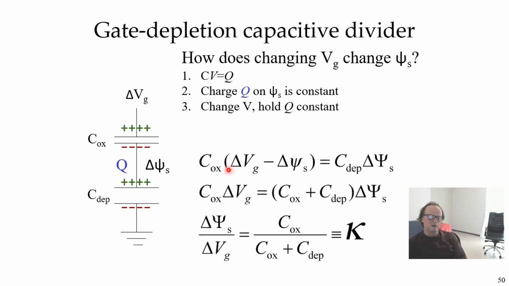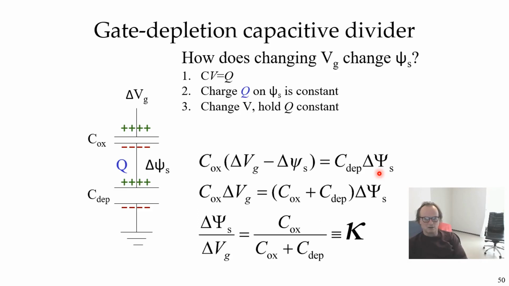Okay? So the equation is that Cv equals Q, right? Cox times the change in voltage across the capacitor, which is delta Vg minus delta Psi-S. So that's actually the change in voltage across the capacitor. It is the same charge as C dep times delta psi s. So that's the basic equality, which says the charge is constant.